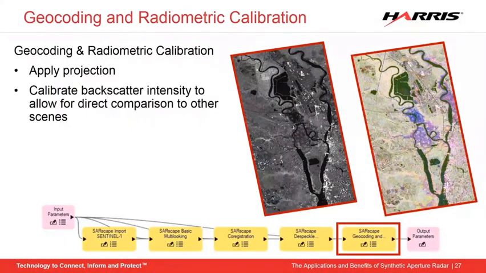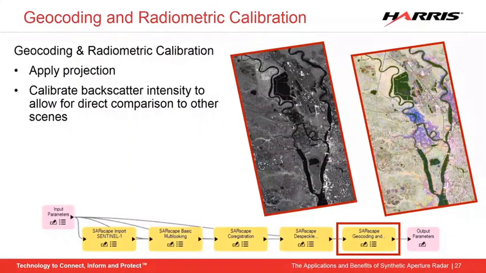And this step also calibrates and normalizes your intensity data so that you can now make actual meaningful comparisons from one scene to the next. Without this step, your intensity values are not comparable from one scene to another, so it's a very important thing to do if you want to actually look at how the intensity changes.